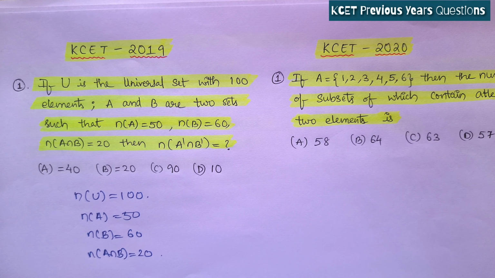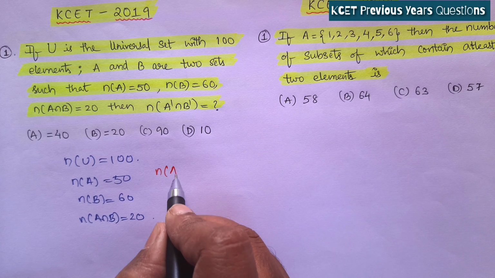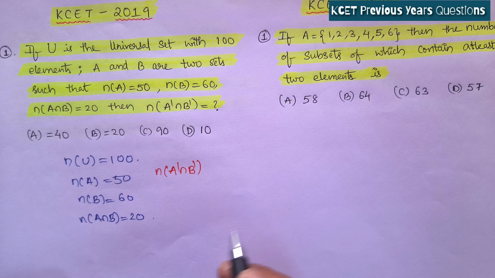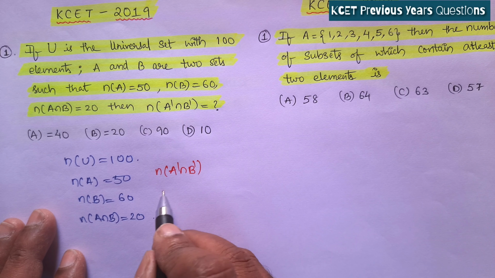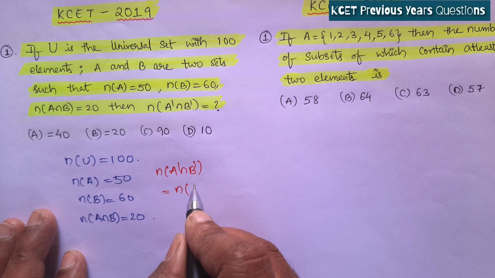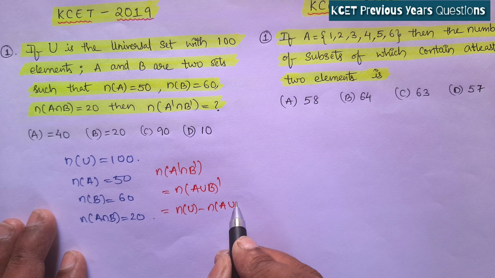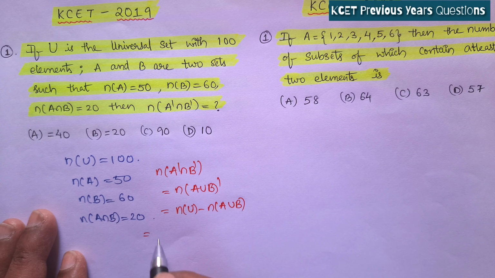Sorry, n of A dash intersection B dash. According to De Morgan's law, it will become n of (A union B) whole dash. The formula for n of (A union B) whole dash is n of U minus n of A union B, right? Okay, so n of U is given as 100, minus n of A union B.